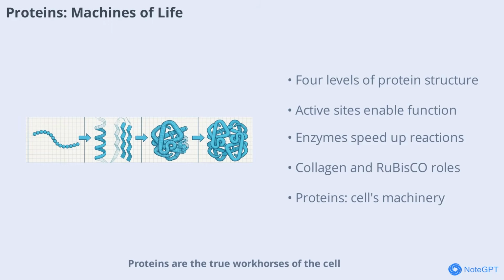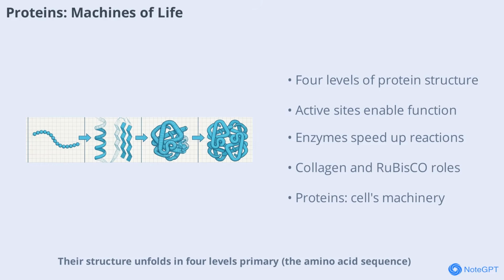Proteins are the true workhorses of the cell. Their structure unfolds in four levels: primary, the amino acid sequence; secondary, local folding into helices or sheets; tertiary, overall 3D shape; and quaternary, assembly of multiple subunits. This intricate folding creates active sites and binding pockets, enabling proteins to act as enzymes, hormones, antibodies, and more.